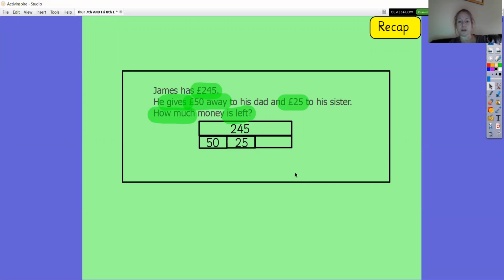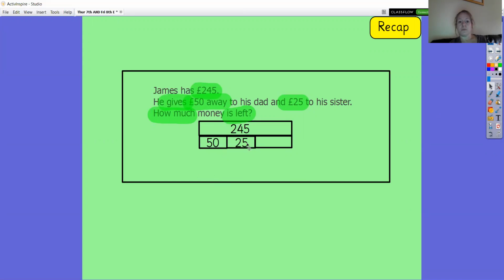And going back to our efficient method yesterday, we can do this in two ways. Either we do 245 and we take away £50, and then from our answer, whatever our answer is, we take away £25. Or we can add those two amounts of money together, and then we can take them off all in one go. So it's up to you how you did that. It doesn't really matter which way around you do it.